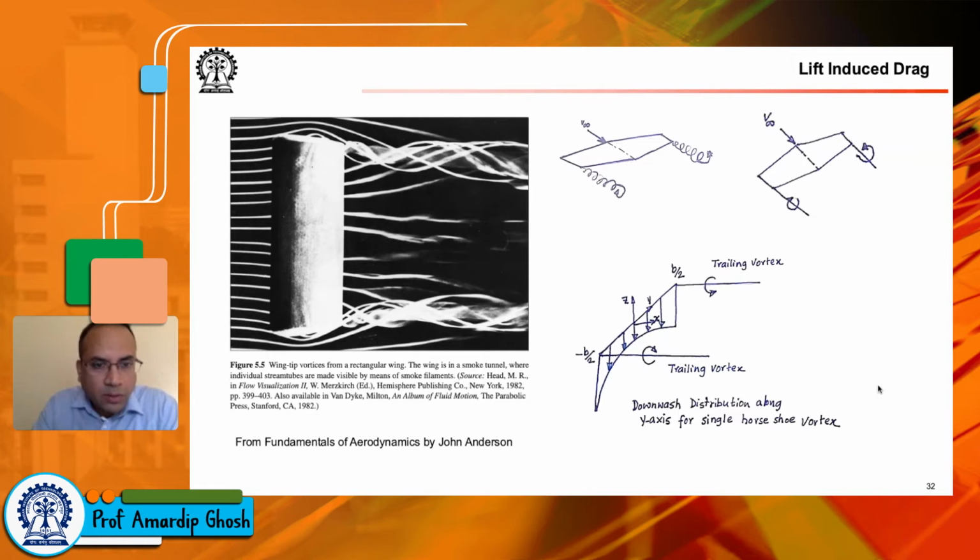here you see smoke flow visualization on a wing cross section. The wing is in a smoke tunnel, where individual stream tubes are made visible by smoke filaments. What you do is you have a source of smoke, a tube through which smoke is fed into the free stream. So you have these smoke lines, and they render the stream tubes visible. Here you see that behind the wingtips, the stream tubes are intertwining into each other, which essentially is an effect of the trailing vortices.